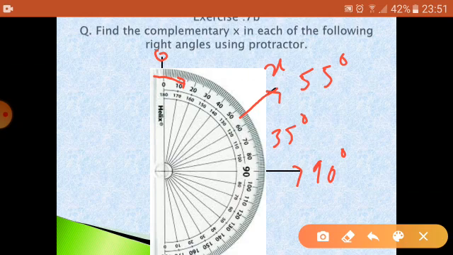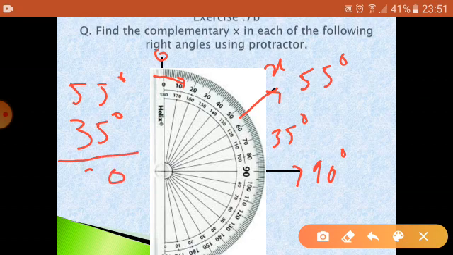So you can use both methods, either this one or the previous slide method. But make sure that at the end of the calculations or measurements, you check your answer by adding your answer and the given angle. So what is their sum? 90. The sum should always be 90 degrees. Reason? The two angles are complementary if their sum is 90 degrees.